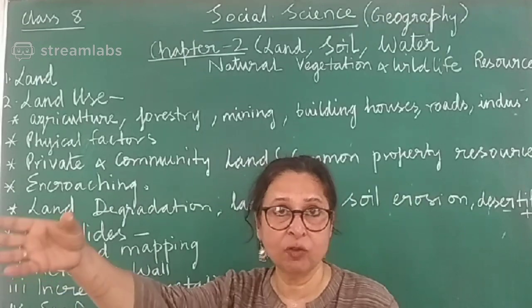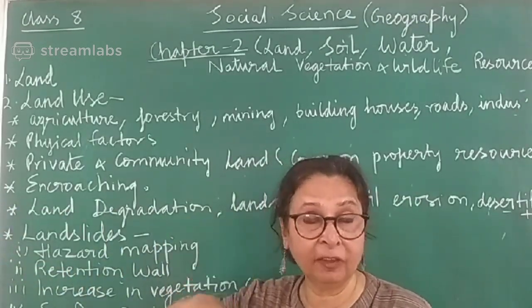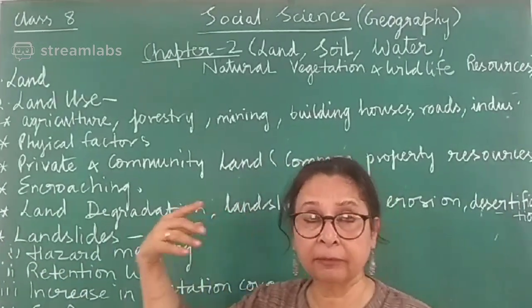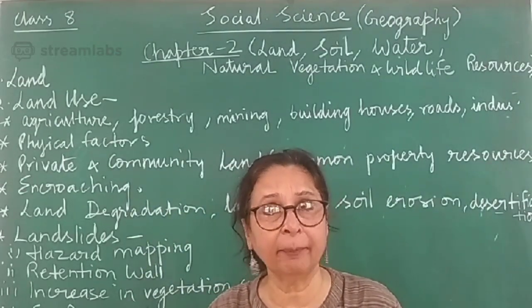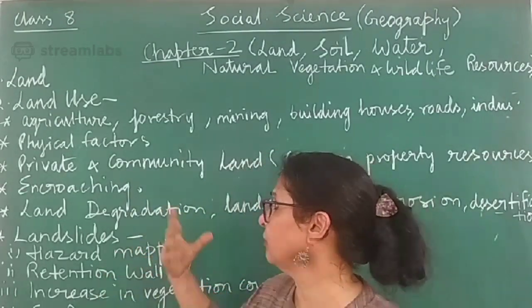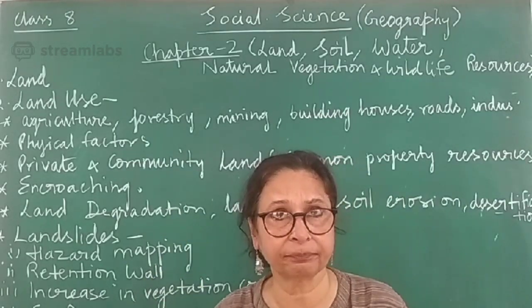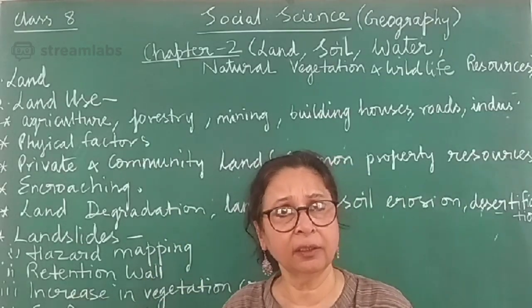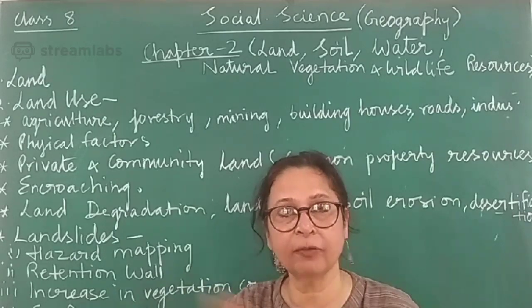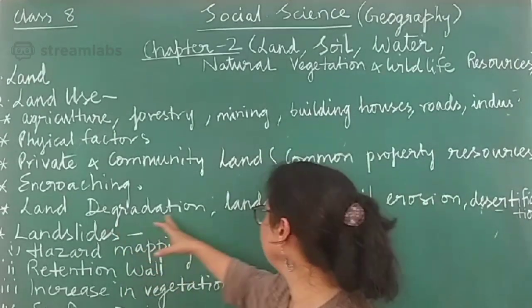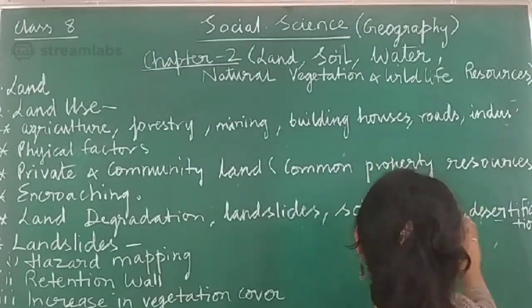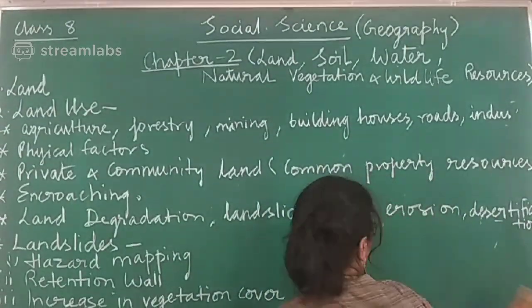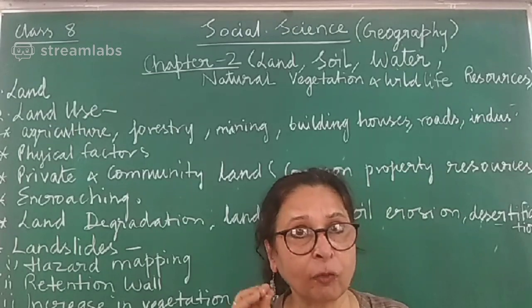But I gave you the example that with advancement, culture also changes, and because of that, encroaching sometimes takes place for commercial needs. Again, I will not go into detail because we have already discussed. Then we discussed land degradation, landslides, soil erosion and desertification, which are threats for the environment.